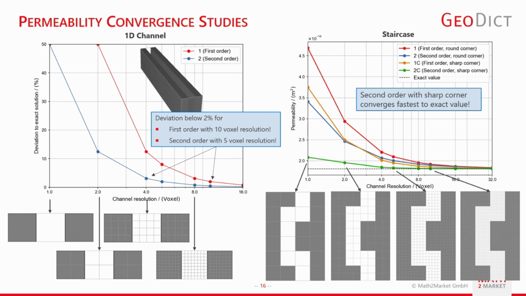On the right side, you see another example where we have a staircase-like structure. Here we assume that the staircase is the exact geometry, and we combine the different no-slip boundary conditions. So you have 4 curves. You see that if we're using a round corner and first order, it converges slowly to the exact solution. If we combine second order and sharp corner, you get almost the exact solution with very low resolution. So it's an ideal condition for this kind of structure.